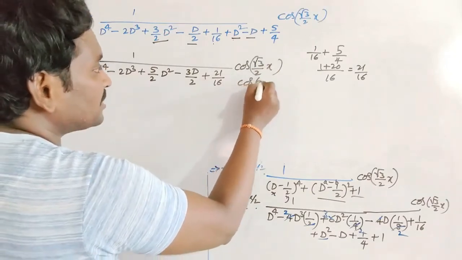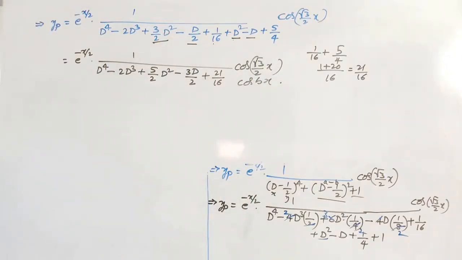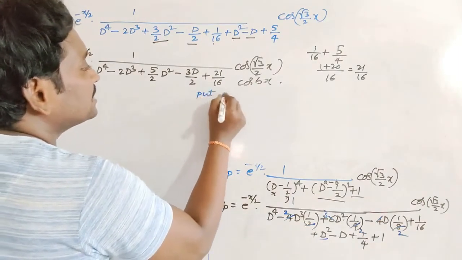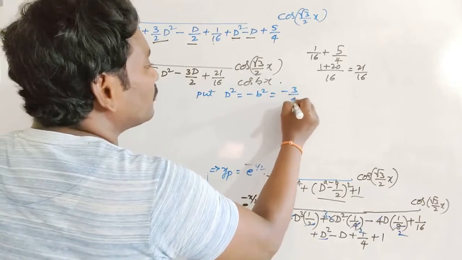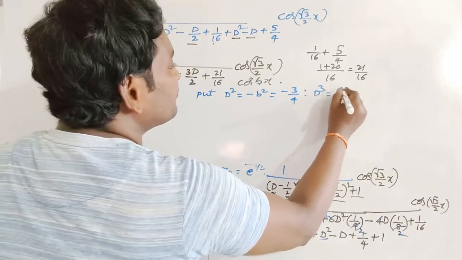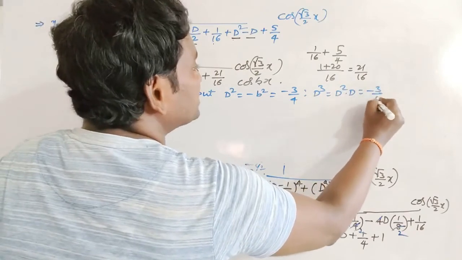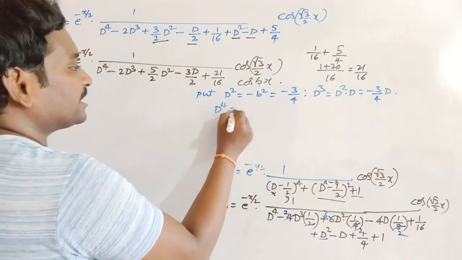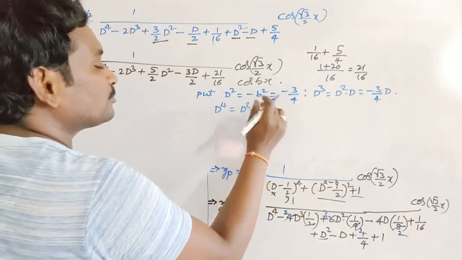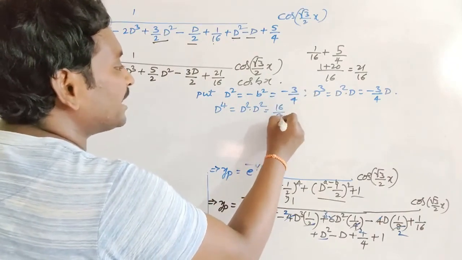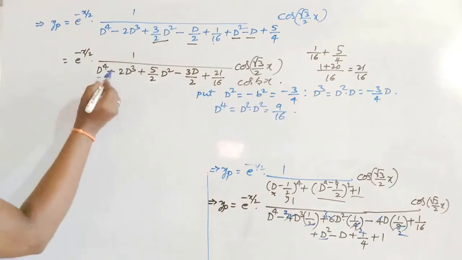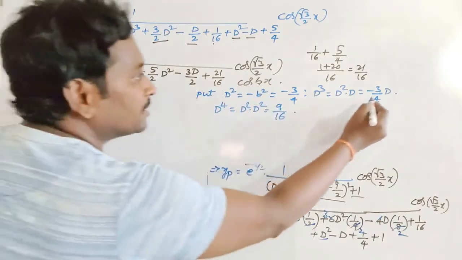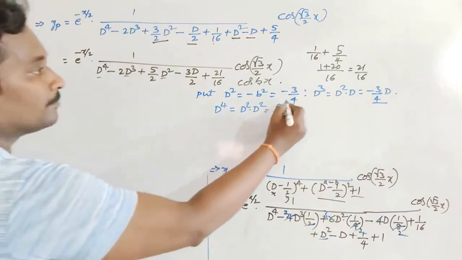So it is in the form of cos bx. When the right hand side function is of cos bx form, then what are the rules to eliminate d in the denominator? Replace d square is equal to minus b square, b is nothing but root 3 by 2, so you will get minus 3 by 4. So d cube is equal to d square into d, so you get minus 3 by 4 into d, and d power 4 can be written as d square into d square, so minus into minus plus 3 by 4 into 3 by 4, 9 by 16, 3 3s are 9, 4 4s are 16. So replace d power 4 by 9 by 16, replace d cube by minus 3 by 4 into d, and d square by minus 3 by 4.